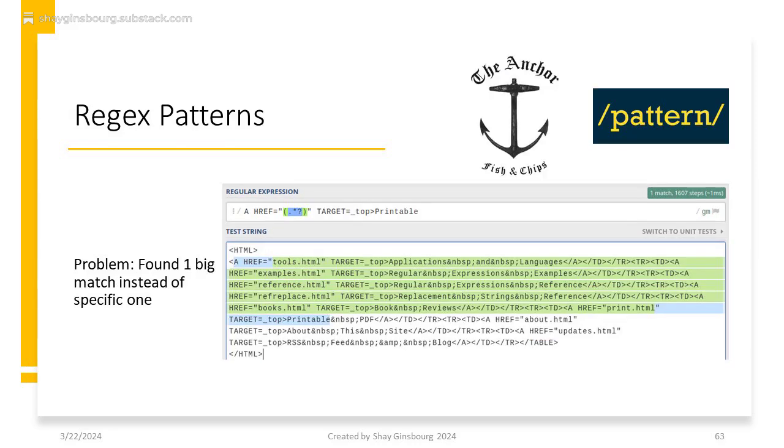During the second attempt, the regex pattern identified a single large match instead of the specific individual link. It's important to note that the regex pattern was anchored to the word printable, which prominently appears on the test web page. Let's refine our approach to achieve the desired outcome.